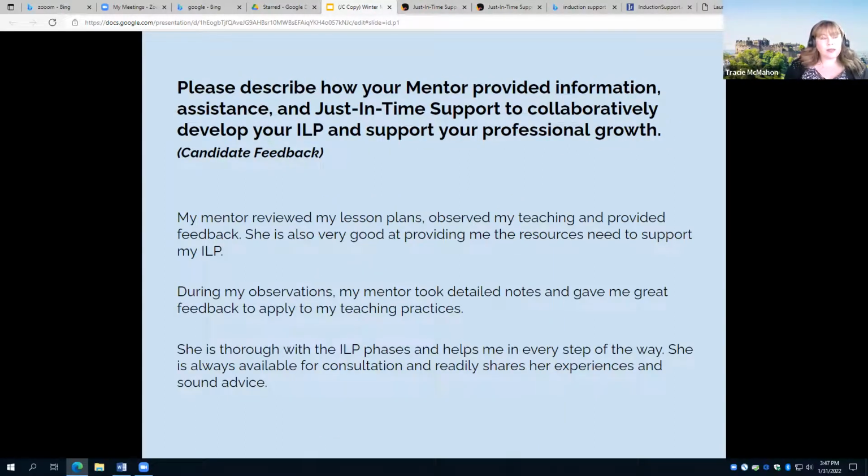So here are some of the things that they said. Please describe how your mentor provided information, assistance, and just-in-time support to collaboratively develop your ILP and support your professional growth. And here's what they said. Again, I'll give you a little time to read that. And I see a pattern here of feedback, giving that time, right? That seems to be what they really value for this portion of your mentoring relationship with them.